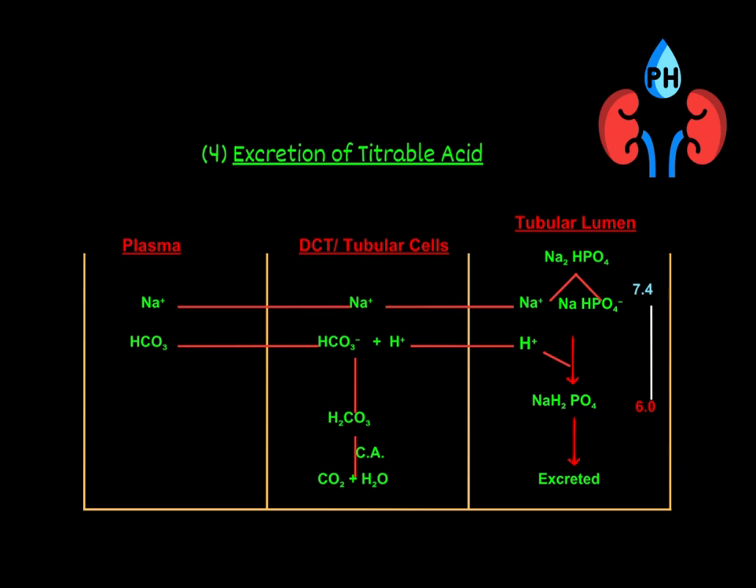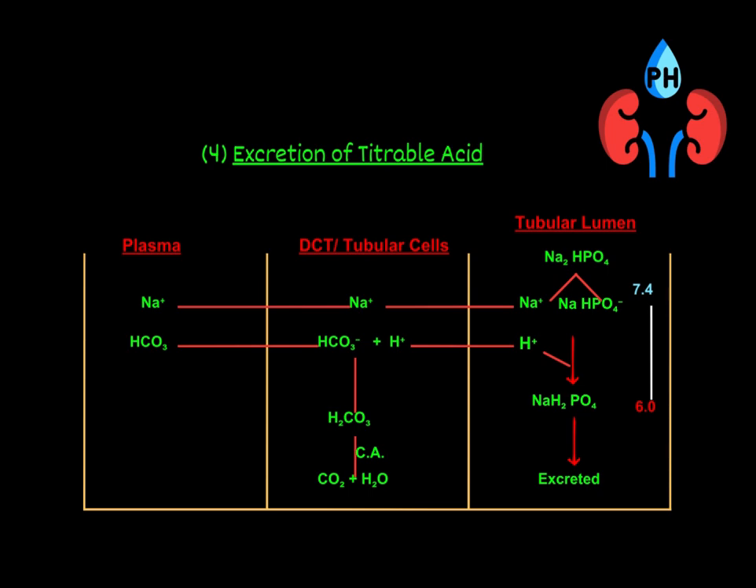Mechanism 4, titratable acid and other acid excretion. The kidneys also excrete hydrogen ion as titratable acids, primarily dihydrogen phosphate, in the distal tubule and collecting ducts. Filtered monohydrogen phosphate in the tubular lumen binds secreted hydrogen ion to form dihydrogen phosphate, which is excreted in urine. This process removes hydrogen ion without depleting bicarbonate, as each hydrogen ion excreted is paired with a new bicarbonate generated in the tubular cell and sent to the blood.